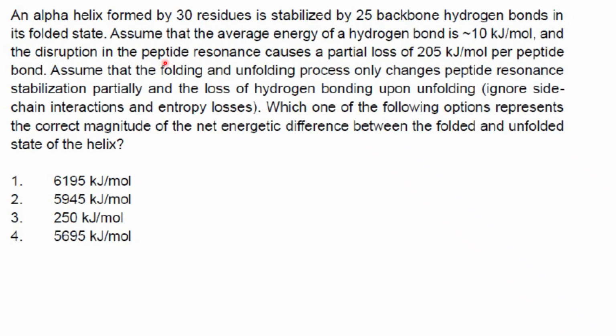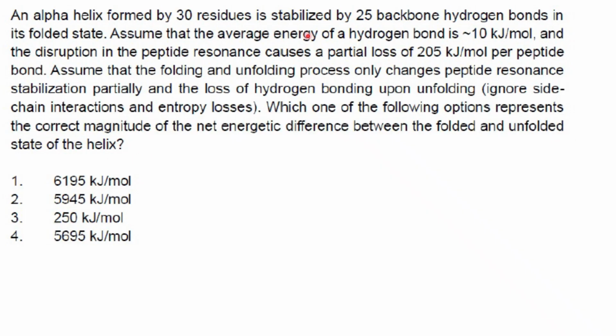And the disruption in the peptide resonance causes a partial loss of 205 kilojoule per peptide bond. Assume that the folding and unfolding process only changes peptide resonance stabilization partially and the loss of hydrogen bonds upon unfolding. Which one of the following options represents the magnitude of net energetic difference between the folded and unfolded state of the helix?